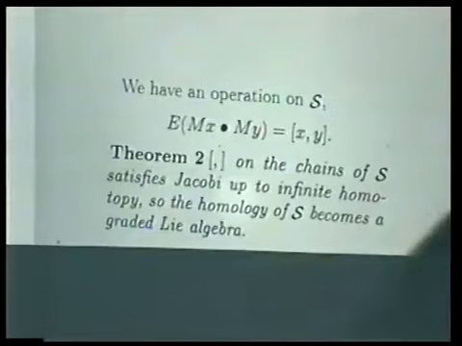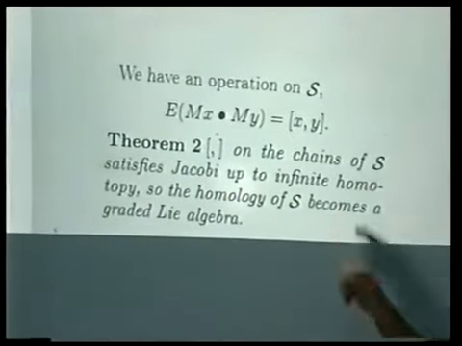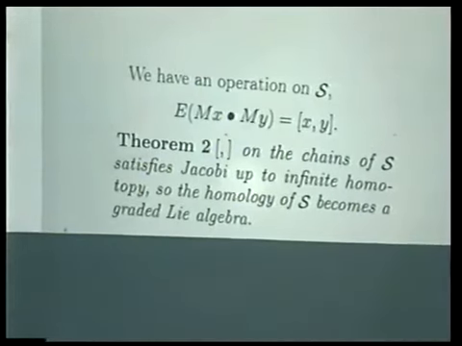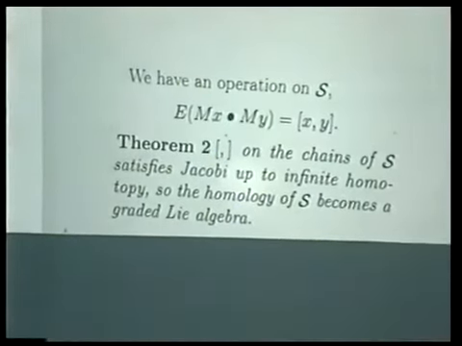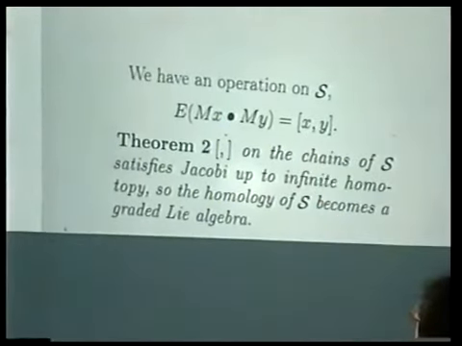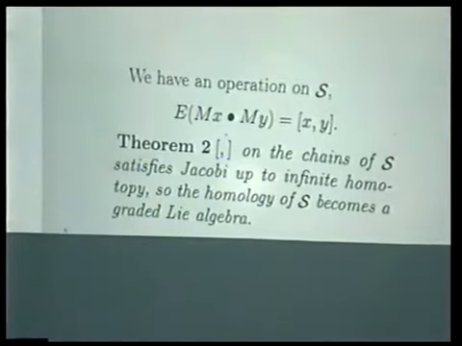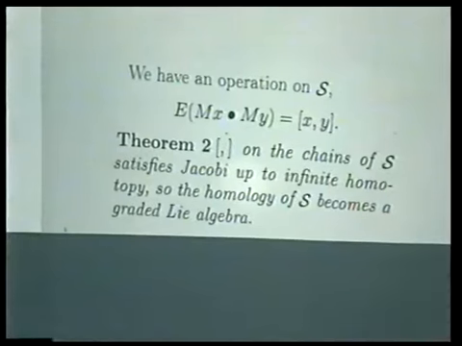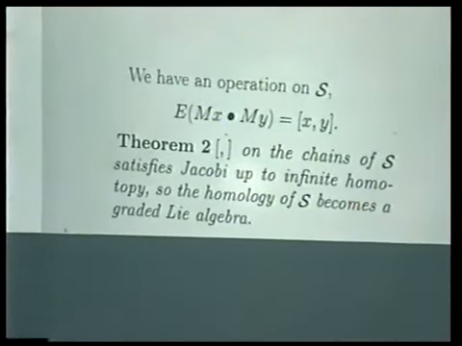And that's actually where we started with more on this. So we make an operation on strings like this. We take two families of strings, we mark them, so we put all possible marks, we intersect them, and then we erase the mark. This defines a binary operation on families of strings. And theorem 2 is, on the chains of string space, this bracket operation satisfies Jacobi up to infinite homotopies.